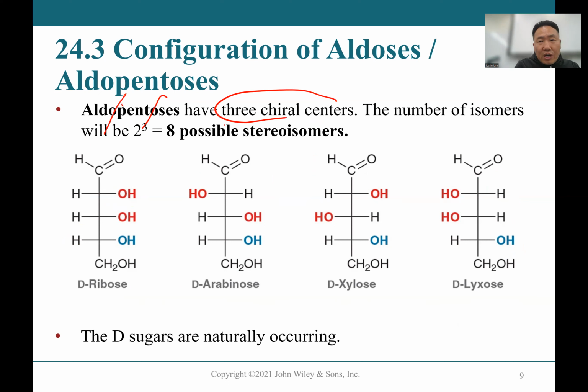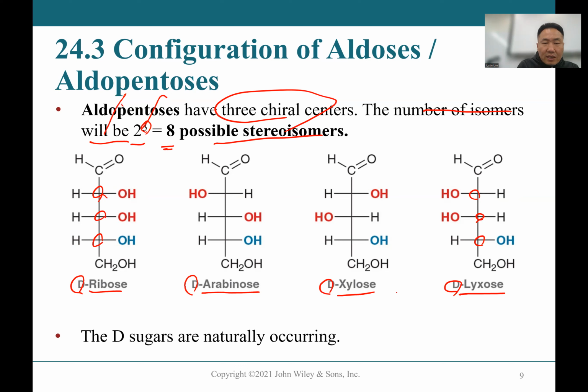Aldopentoses have three chiral centers. One, two, three chiral centers. The number of isomers will be 2 to the power 3, equal to 8 possible stereoisomers. For example, D-ribose, D-arabinose, D-xylose, D-lyxose. And then four more, L, L, L, L. Total 8 possible stereoisomers in aldopentoses. These sugars are naturally occurring.